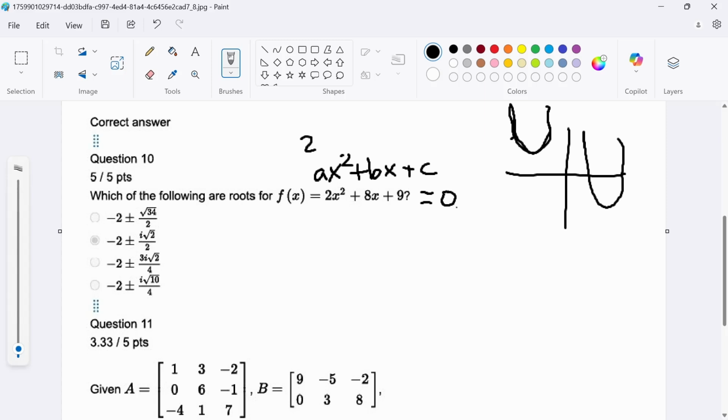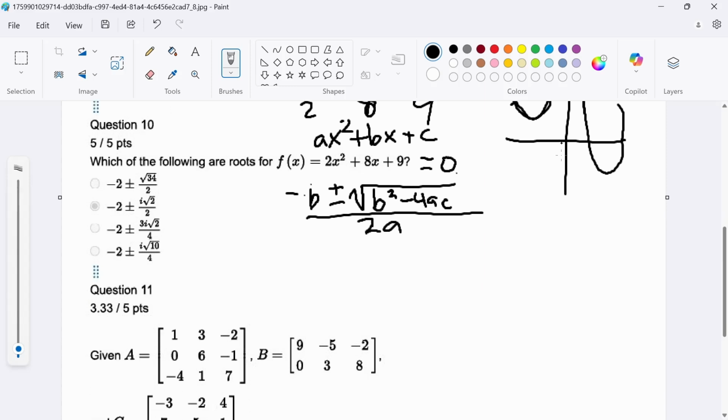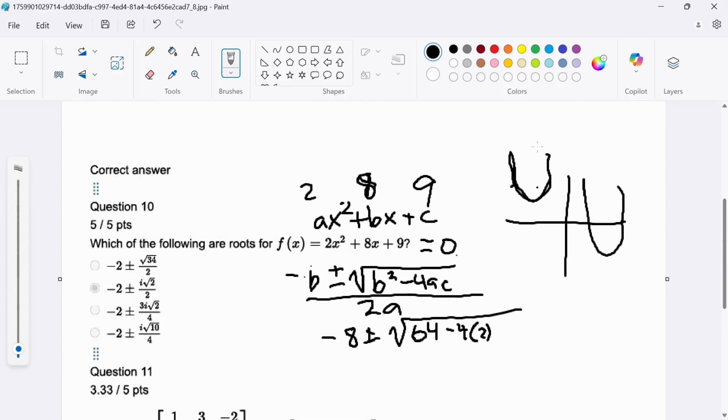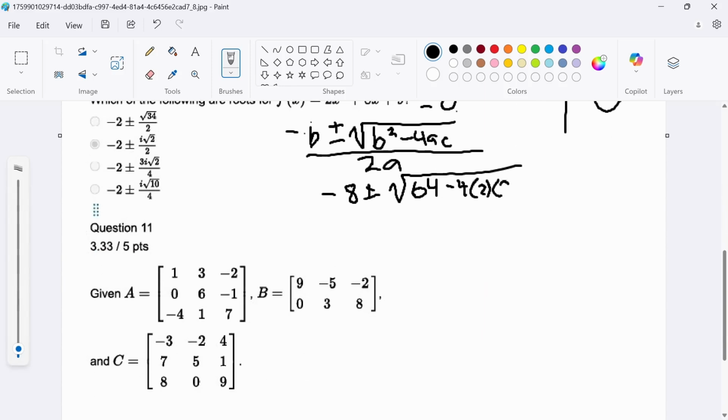So a is 2, b is 8, c is 9. And the quadratic formula is negative b plus or minus the square root of b squared minus 4ac, all divided by 2a. So negative b is negative 8, plus or minus 8 squared is 64, minus 4, a is 2, what was c again? c is 9, all over 2 times 2, which is 4.